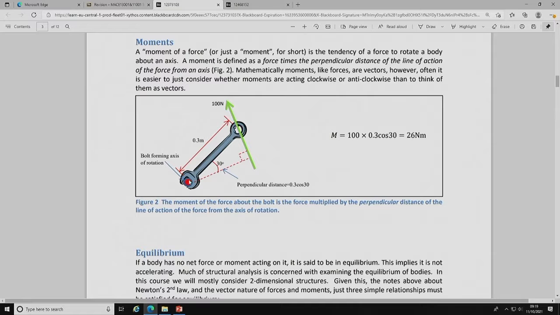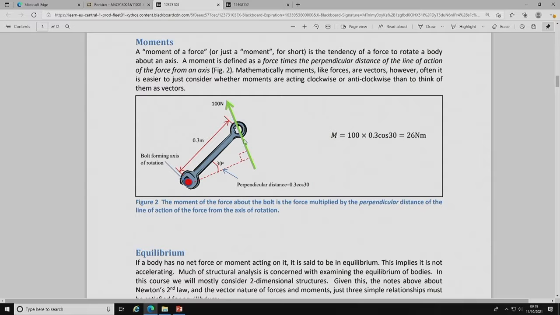To calculate the moment, you need to draw a line perpendicular to the line of action of the force from the point you are calculating the moment. So if you are calculating the moment on the knot, you drop a perpendicular to the line of action of the force. That is always the case. So not this distance, so not the 100 Newton times 0.3 meter, because this line is not perpendicular to the line of action of the force.